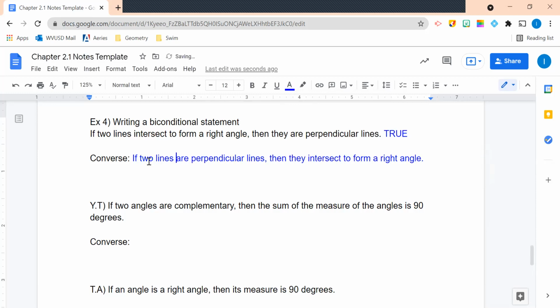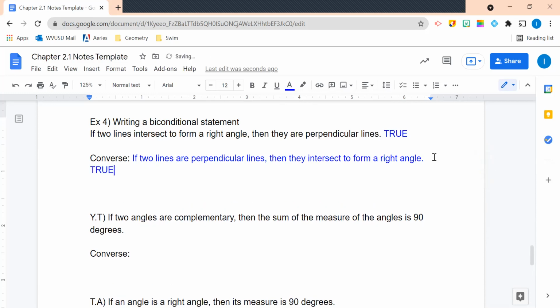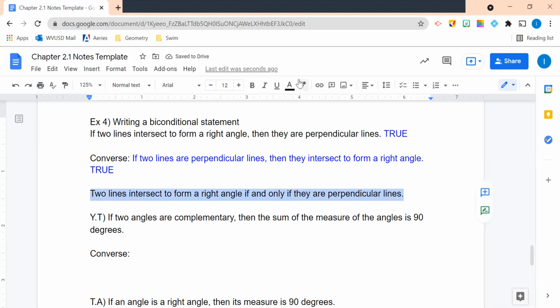And is this statement true? If two lines are perpendicular, then they intersect to form a right angle, and that is true. So since both the conditional statement and the converse are both true, then we can write a biconditional statement. So we can say two lines intersect to form a right angle if and only if they are perpendicular lines. Change that color, and we're done.